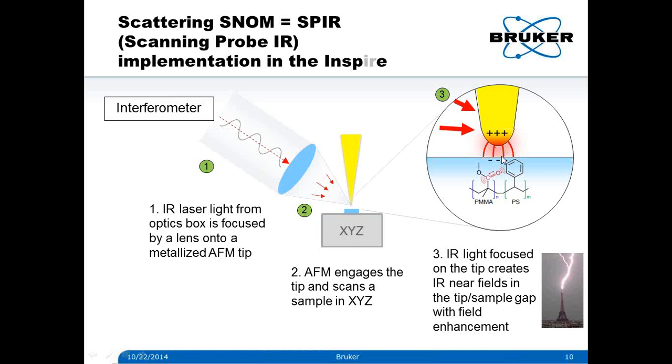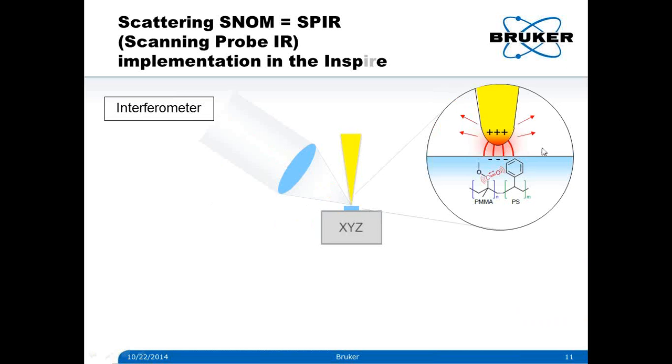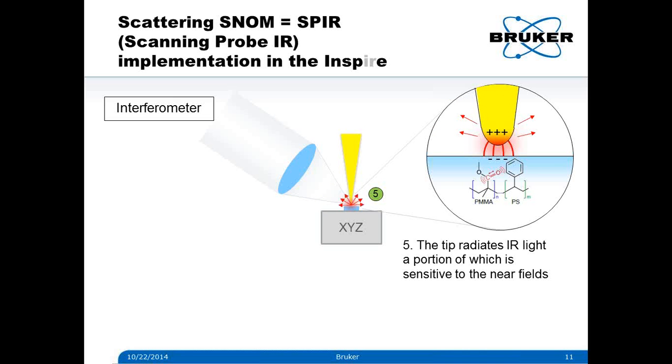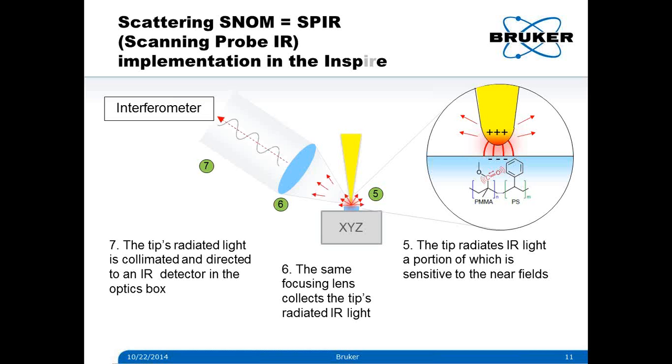And these near fields can be influenced by resonances of your sample or by the metallic character of your sample versus the semiconductor character of your sample. And then these near fields are scattered back into the far field by this antenna. So this tip actually acts like an antenna, and it's scattering a part of the near field back into free space. And we detect this far field scattering and bring it back to the interferometer where we perform our analysis.